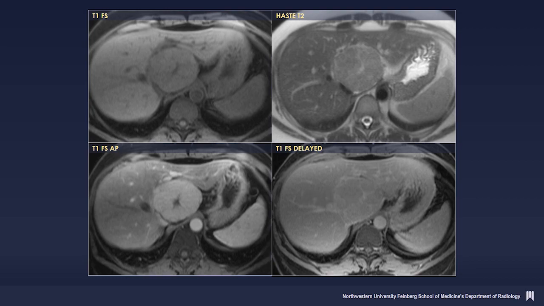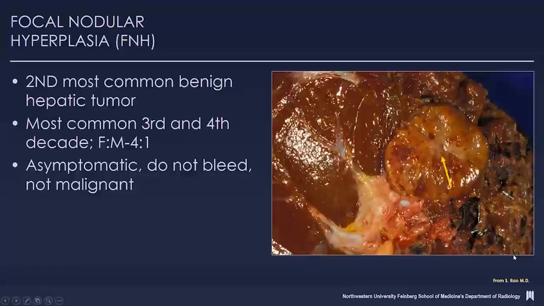The other feature that you see is that the lesion is fairly isointense on T1, fairly similar to liver, although a lot of times slightly increased signal on T2, but most important, it has homogeneous arterial enhancement, which fades or de-enhances over time. These are the second most common benign hepatic tumor, more commonly seen in the third and fourth decade of life, more commonly seen in females.